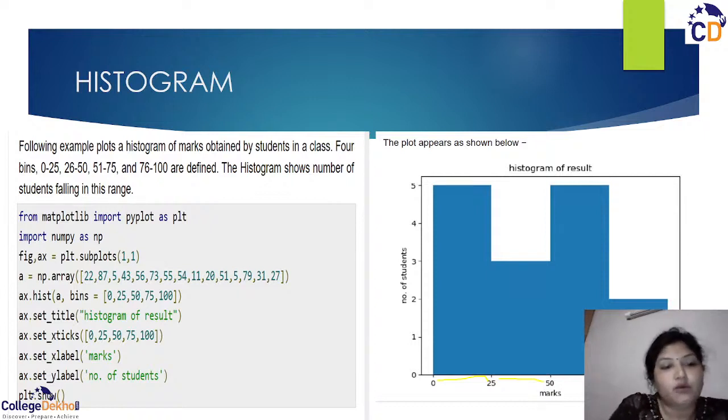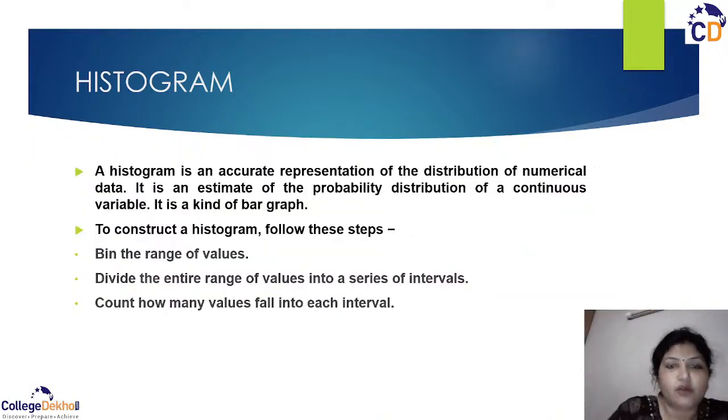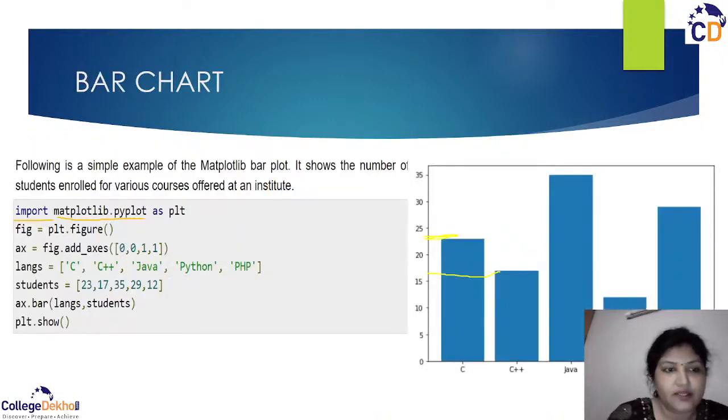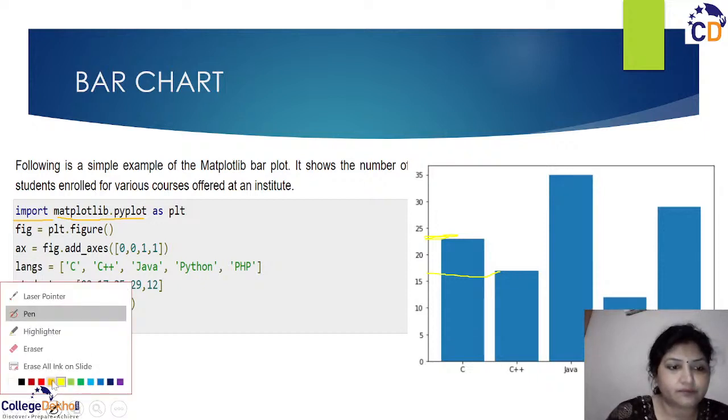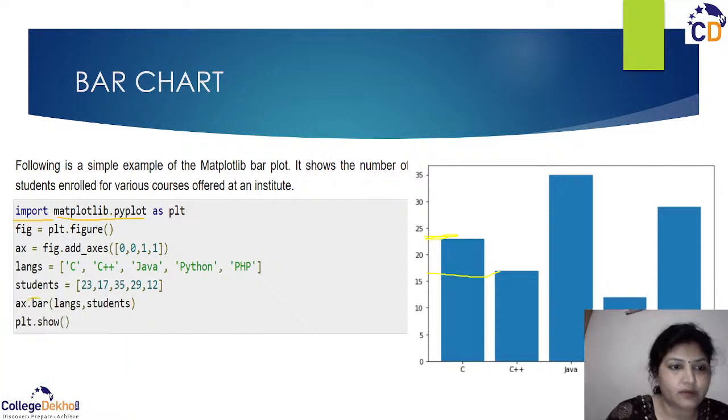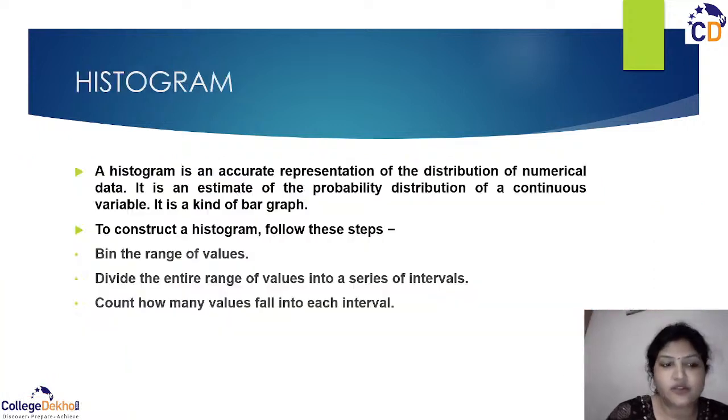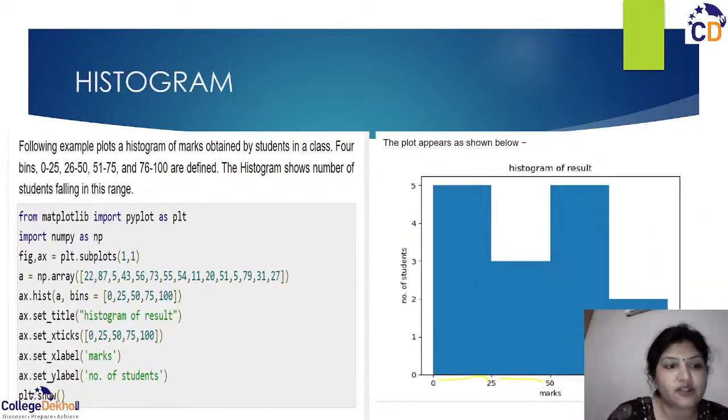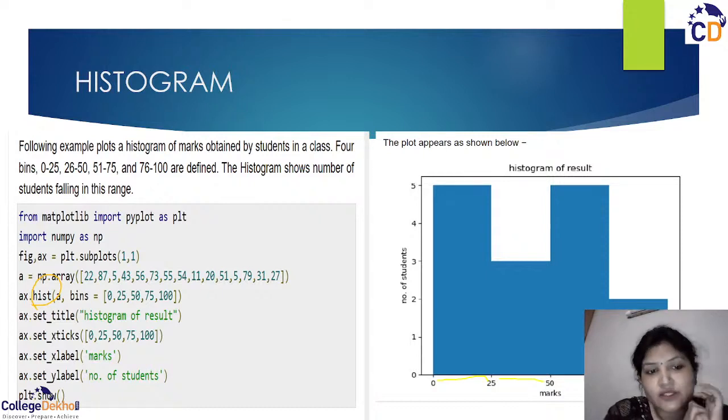Now what we have to do is, like in the bar graph we have called the function dot bar, for histograms we are going to call the function that is hist. ax.hist, comma a. What is a? The values that are defined in the array. And bins we have already specified. There are 4 bins in the program. We have given the ranges.